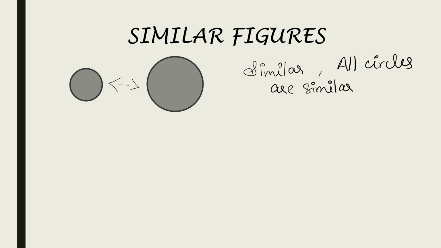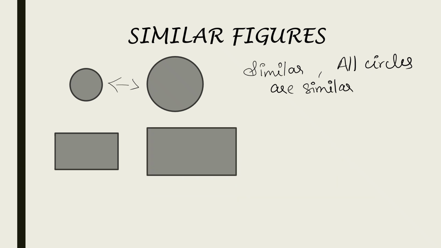Now consider these two figures. When it comes to polygons only, the similarity becomes a question. For polygons to be similar, the corresponding angles of the polygons must be equal. Here the angles are equal, here, here, here. You can see all angles are 90 degrees.